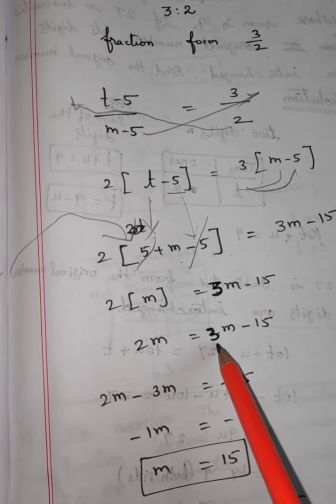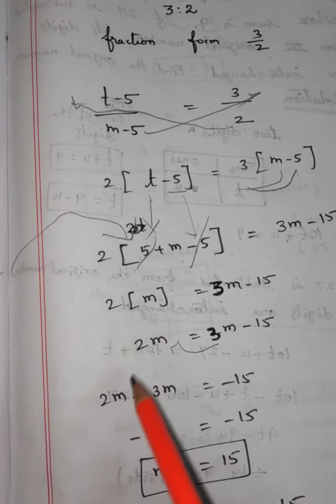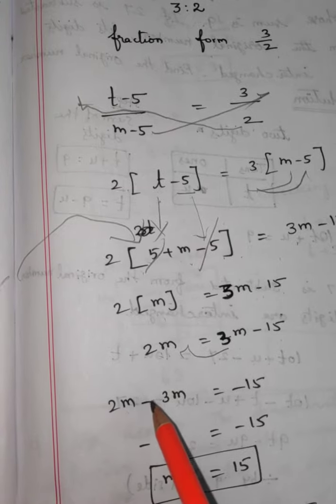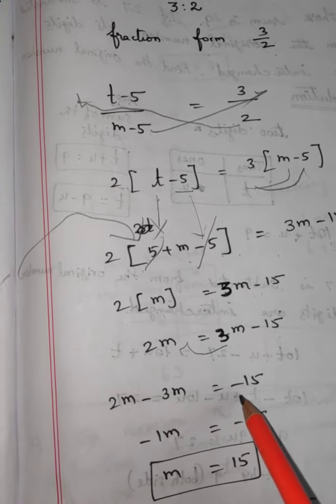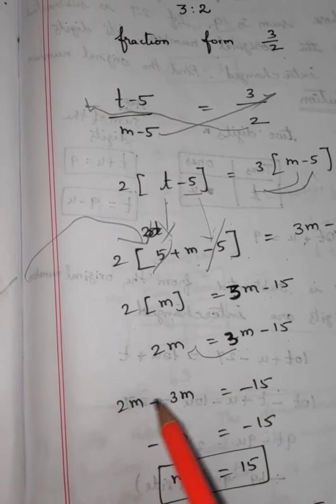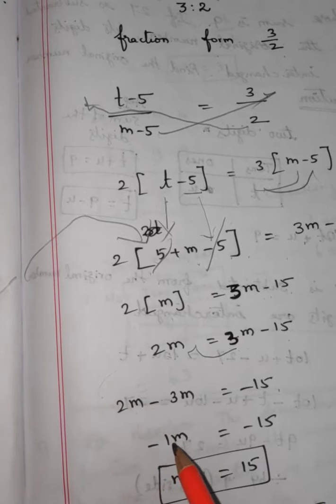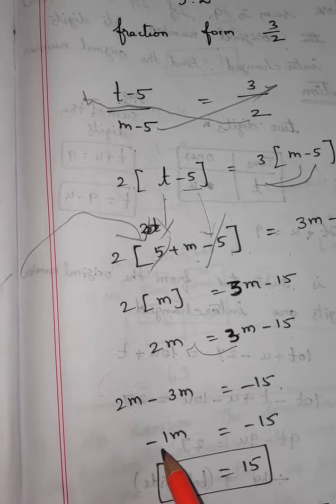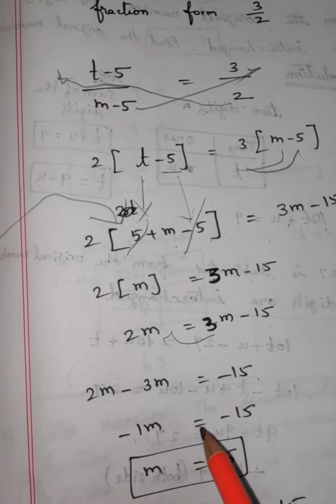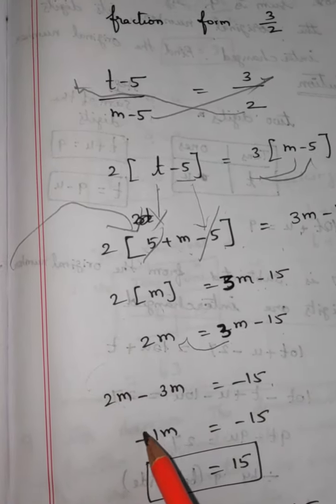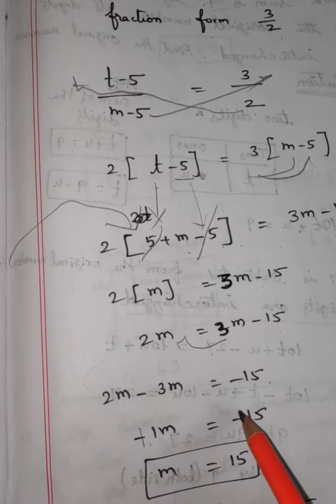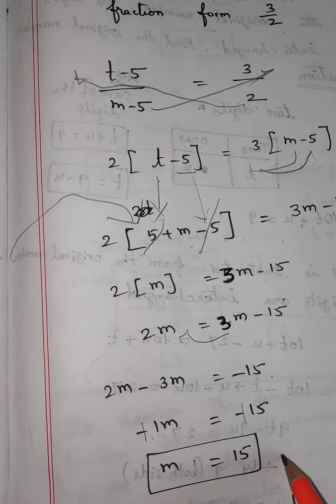2M, and the 3M on the left side changes into the minus symbol: 2M minus 3M equals minus 15. Here 2M, there 3M, so subtract the numbers: 3 minus 2 equals 1. 3 is the greater number, so the symbol is minus. Minus 1M equals minus 15. Minus into minus is plus, so M equals 15.